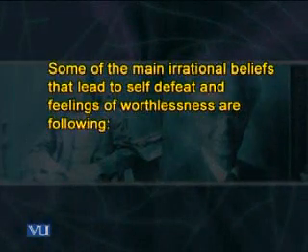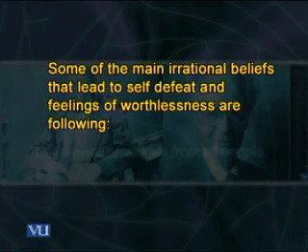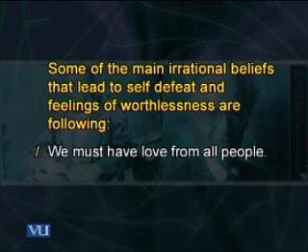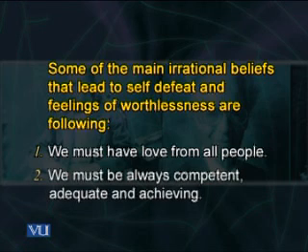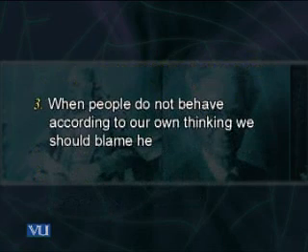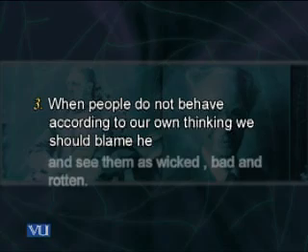There are some 11 or 12 irrational beliefs on which Alice has a lot of focus. Let us see them. Number 1, we must have love from all people. Number 2, we must be always competent, adequate and achieving. Number 3, when people do not behave according to our own thinking, we should blame them and see them as wicked, bad and rotten.